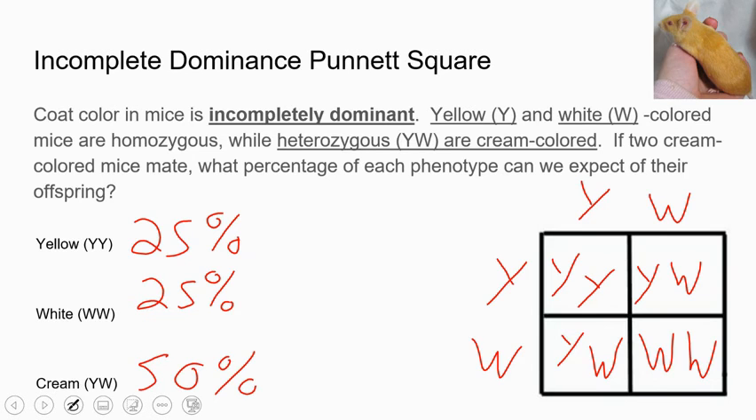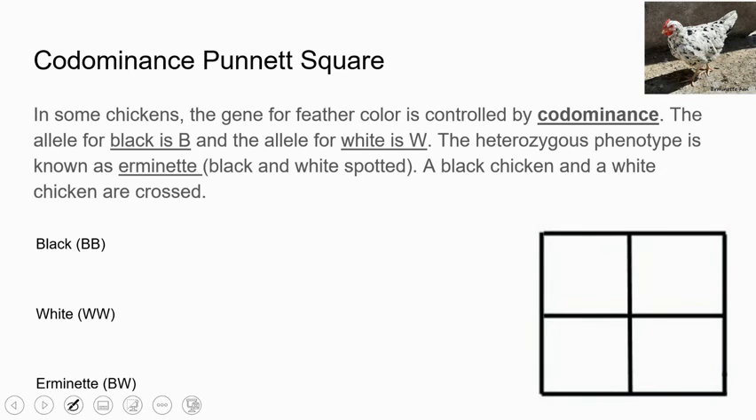All right, let's go on to an example of codominance. So in some chickens, the gene for feather color is controlled by codominance. The allele for black is B, and the allele for white is W. The heterozygous phenotype is known as Erminette, which means black and white spotted. You can see a picture on the top right. A black chicken and a white chicken are crossed. Okay, so we are going to figure out the probability of each phenotype.